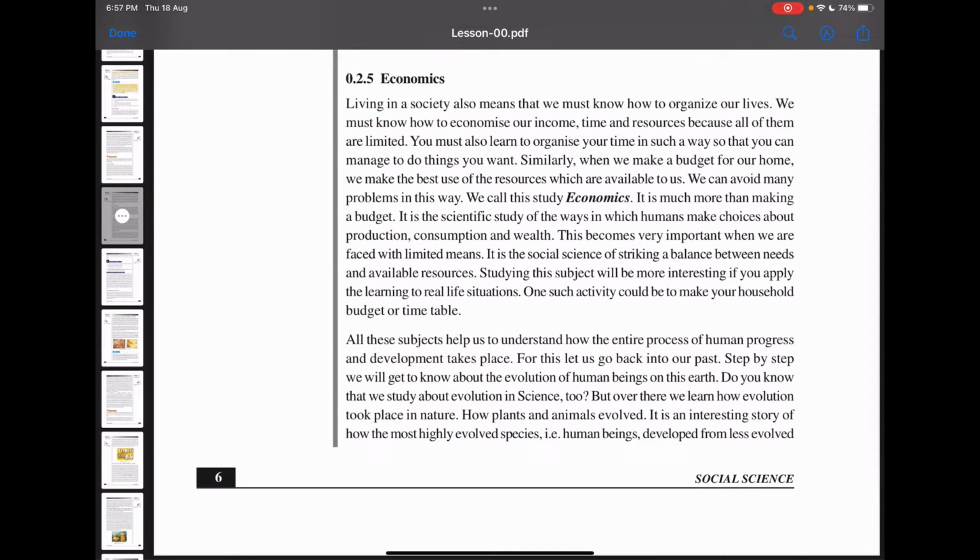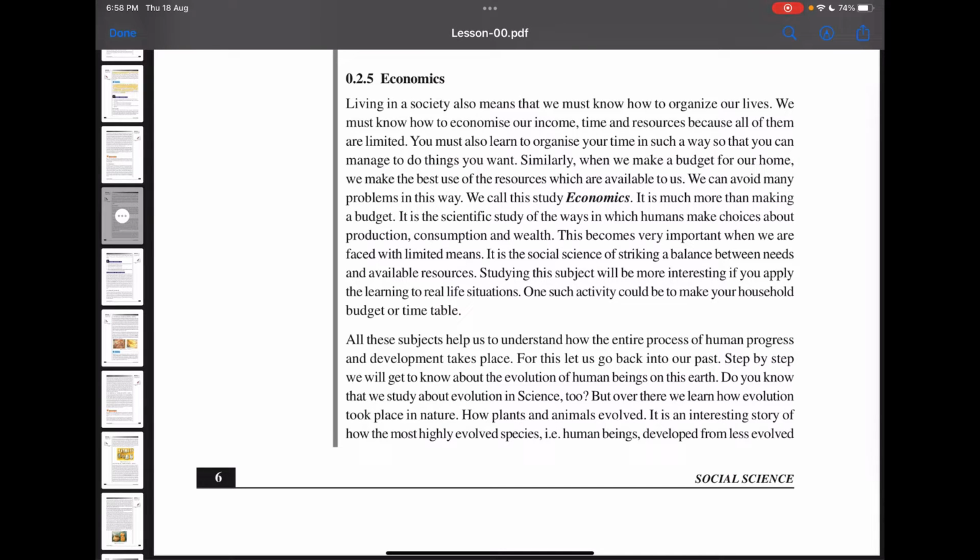Economics. Living in a society also means that we must know how to organize our lives. We must know how to economize our income, time, and resources. Because all of them are limited, you must also learn to organize your time in such a way so that you can manage to do things you want. Similarly, when we make a budget for our home, we make the best use of resources which are available to us. We can avoid many problems in this way. We call this study economics.